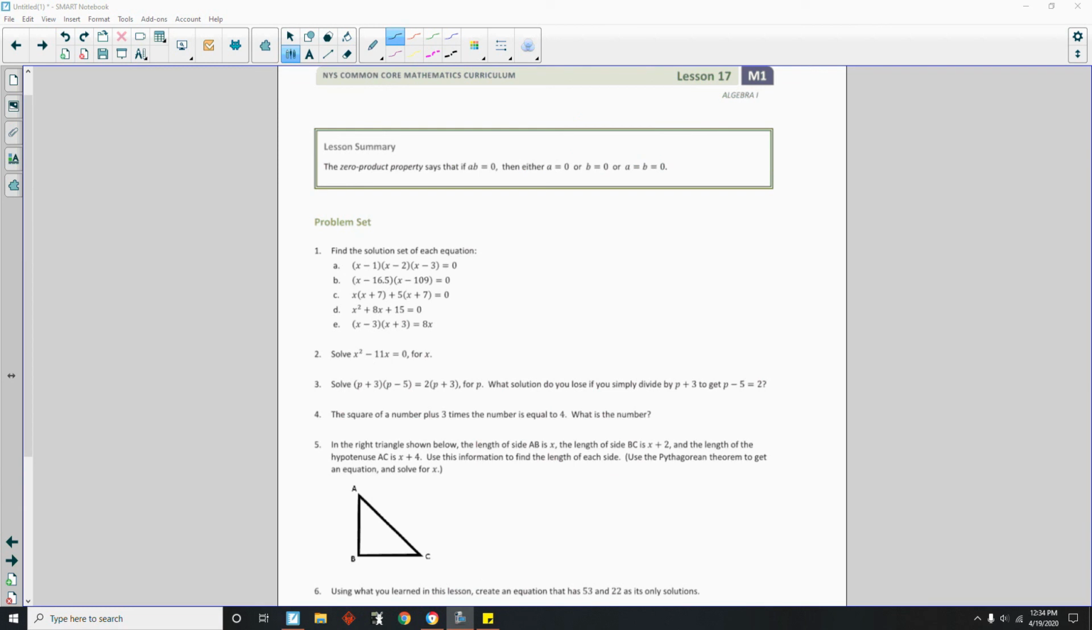Okay, page 6 brings us to the end of lesson 17. Review the lesson summary, the zero product property, and go to your problem set.